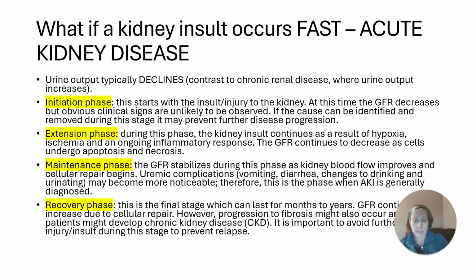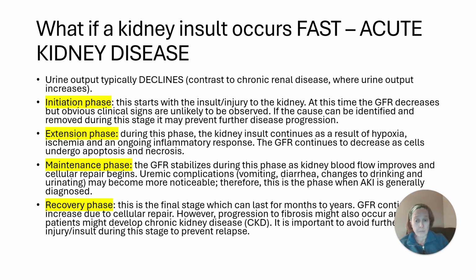And then we have a maintenance phase, which is where the glomerular filtration rate stabilizes as kidney blood flow improves, and the cells, as best they can, start to repair themselves. We might, at this point in time, start seeing symptoms of uremia, or elevated BUN and creatinine, or buildup of byproducts in the bloodstream that the kidney normally filters out. What those will look like is vomiting, diarrhea, and changes in their drinking habits or their urination. And so this maintenance phase, unfortunately, is when we typically diagnose most acute kidney injuries.